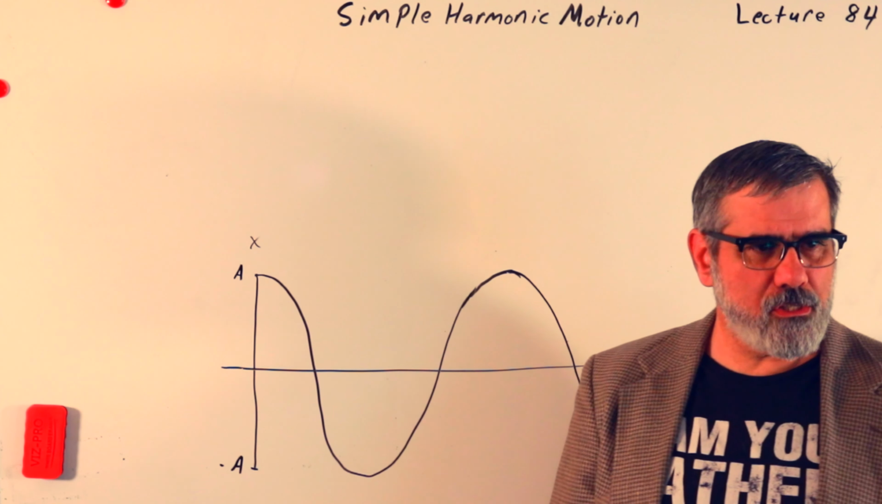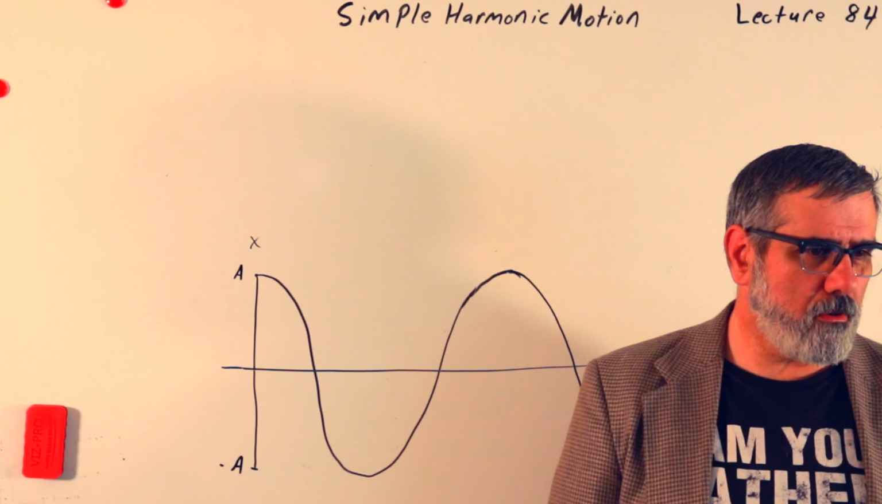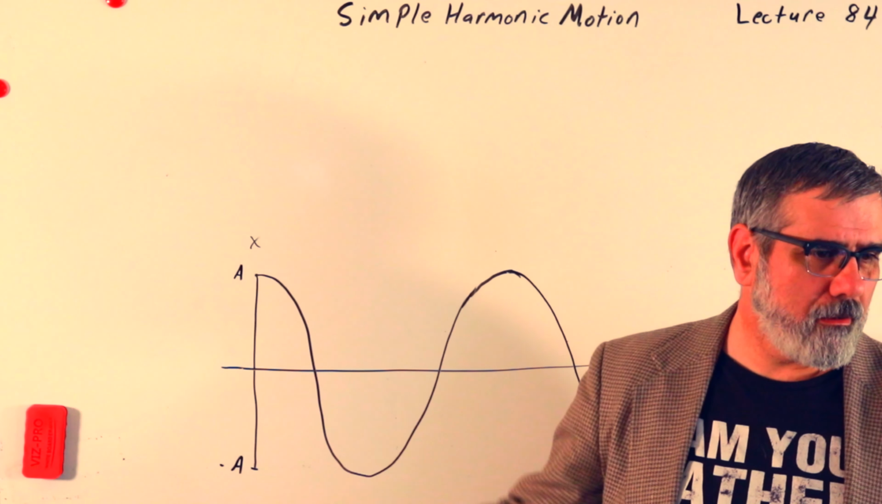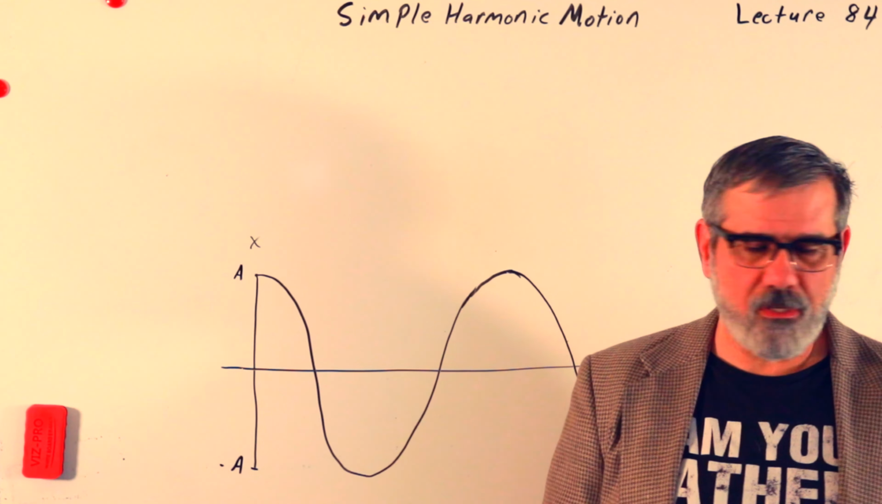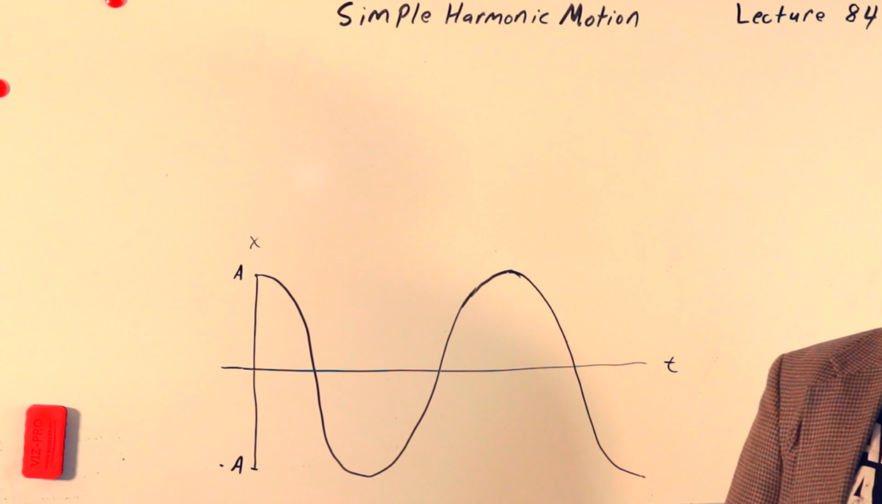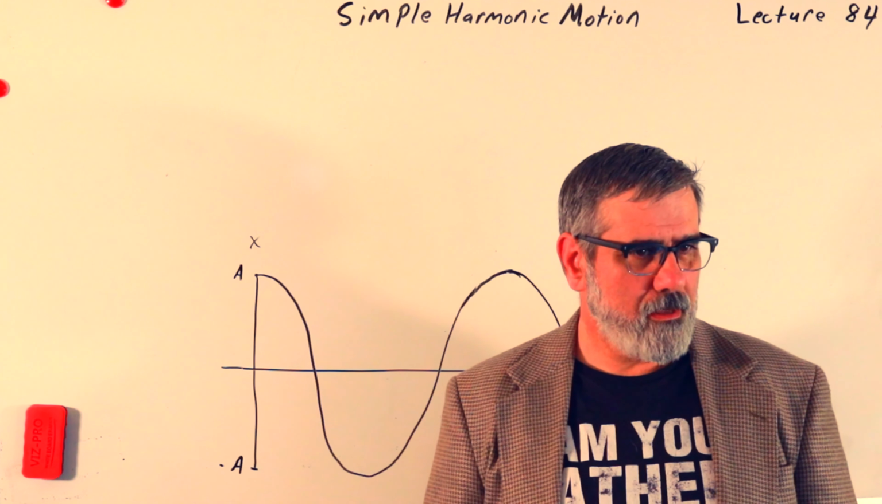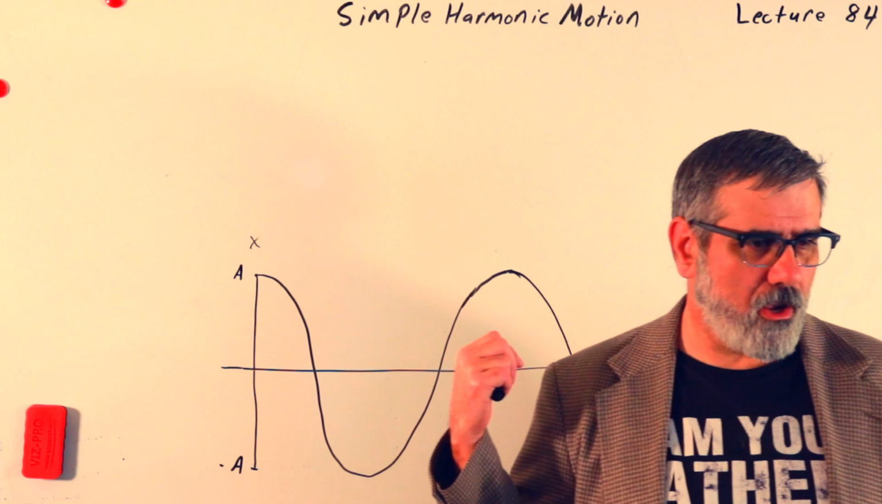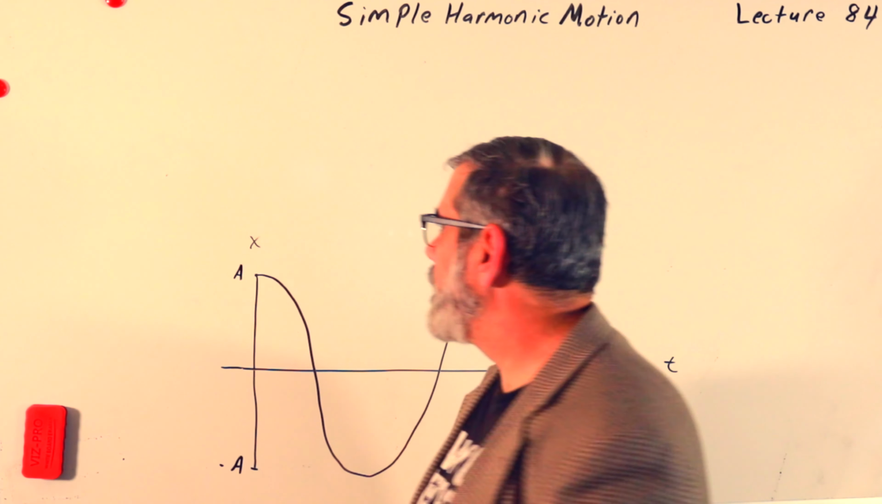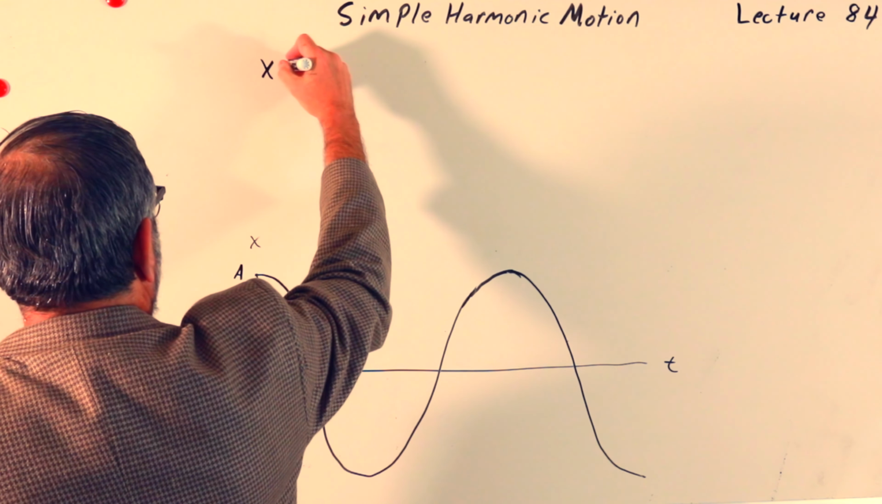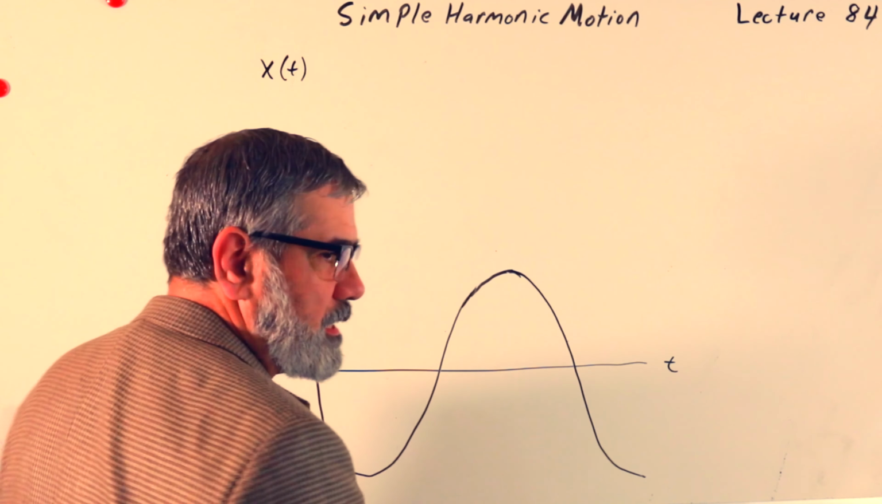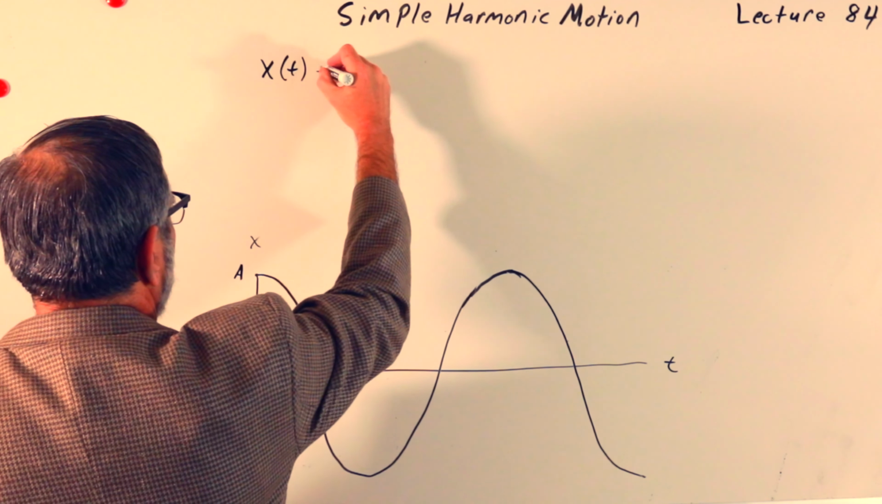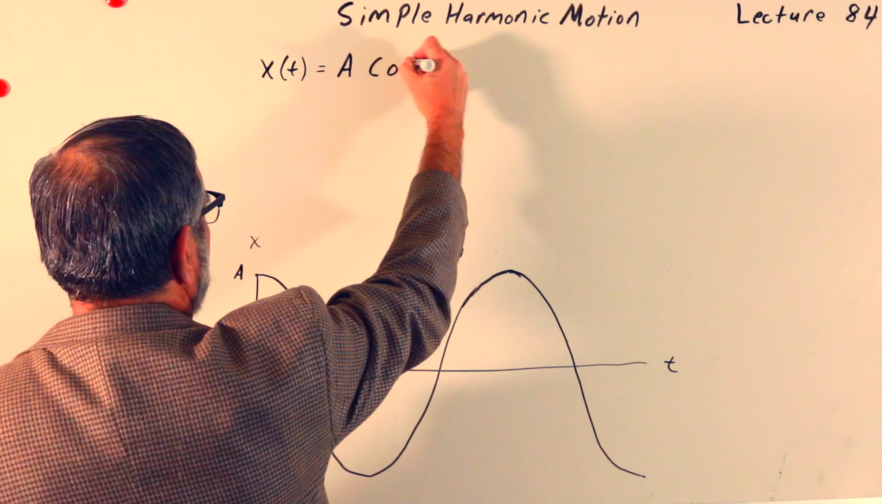Sine, right? But sine of 0 is 0. This is at 1, or A, at t equals 0, right? So wouldn't this better be described by, say, a cosine? Yeah. So x, as a function of t, that's the displacement, is equal to A times the cosine.